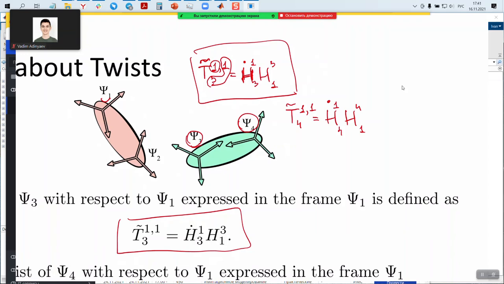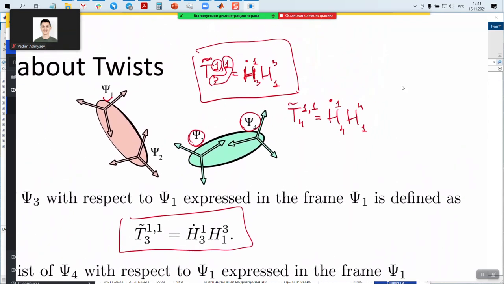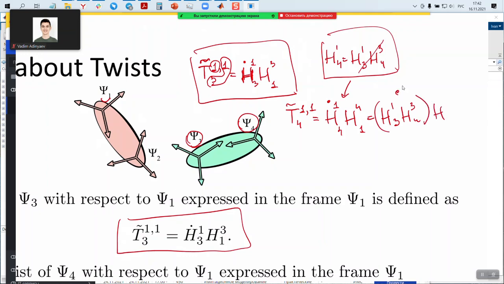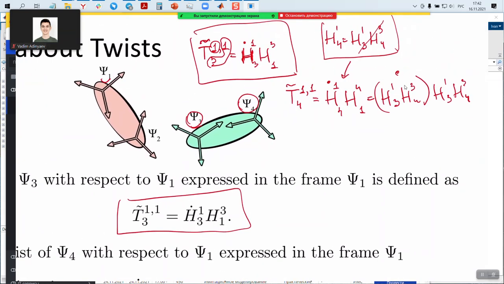But we can use a chain rule. So it will be actually 1, 3 and 3, 4, right? And we can put it inside here, and we will get something that looks like this, with a dot. Let us leave something that we already had.